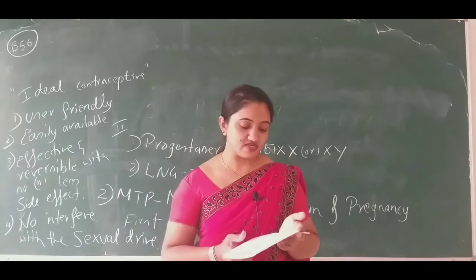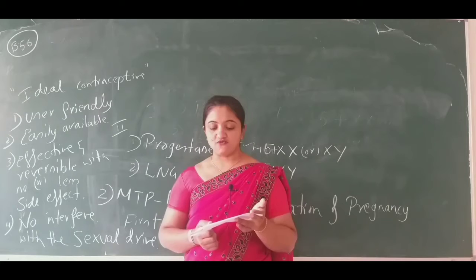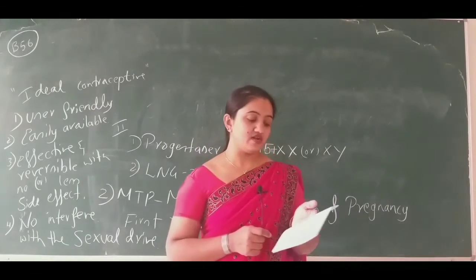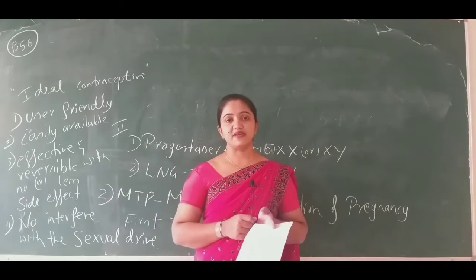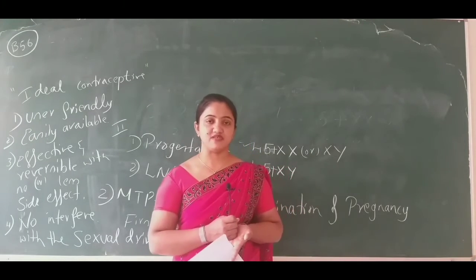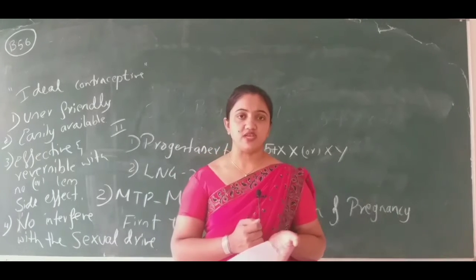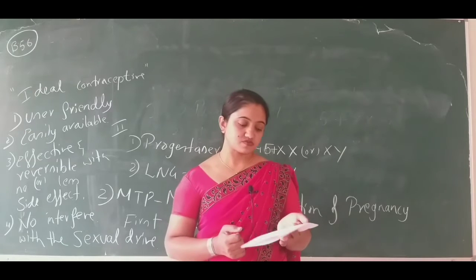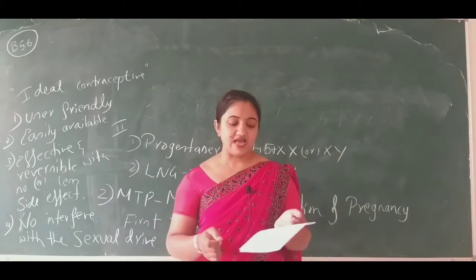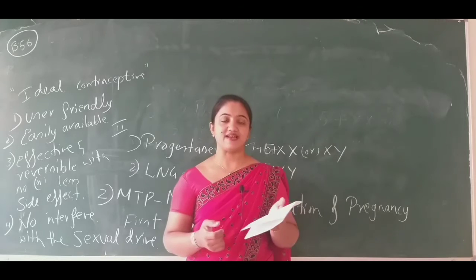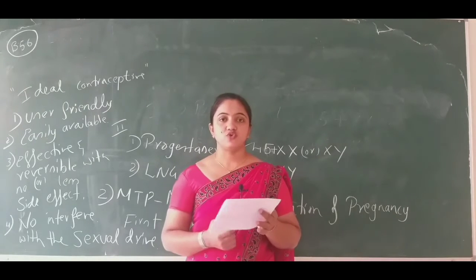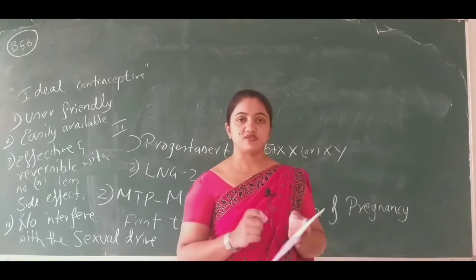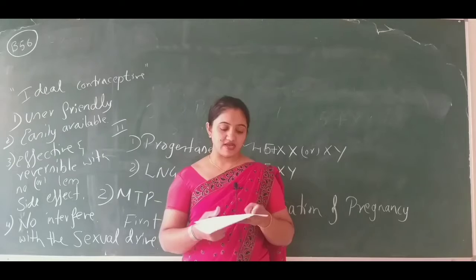And the fifth question is, write two symptoms of Turner's syndrome. That any two symptoms you have to write. One is rudimentary ovaries. Rudimentary ovaries means underdeveloped ovaries. And the second symptom, it will be like a lack of secondary sexual characters. So if you have written these two symptoms, that will become our right answer.